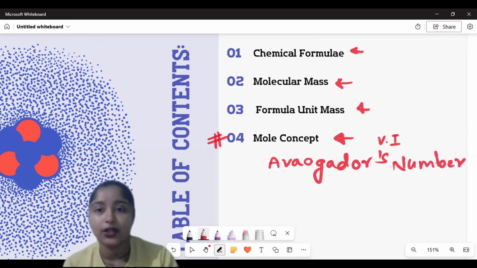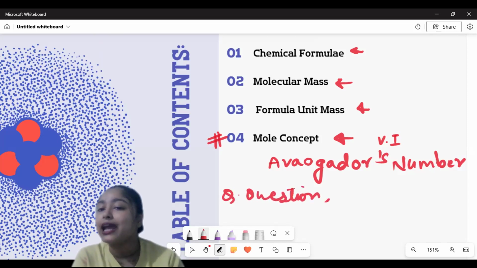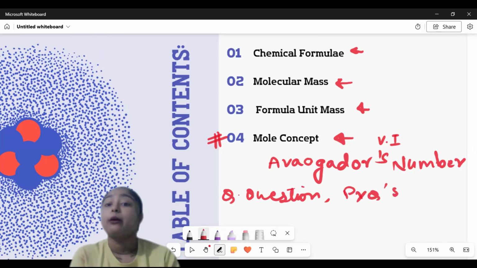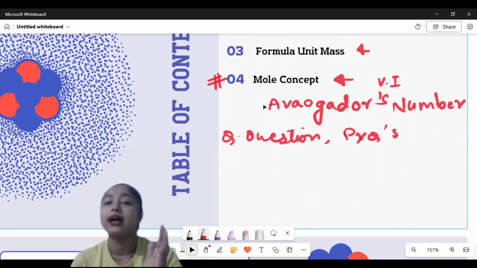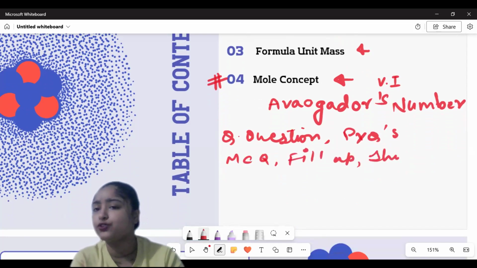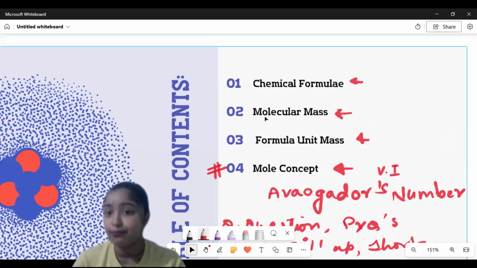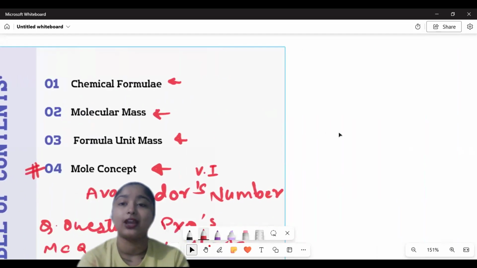So this is what the introduction is going to be. After we are done with all these concepts, we'll be doing questions. We'll discuss what types of questions can come from this chapter, basically PYQs, the previous year questions. We will discuss questions of multiple formats, whether MCQ, fill-ups, short answer, long answer, or description, once we have completed the concepts of this chapter.